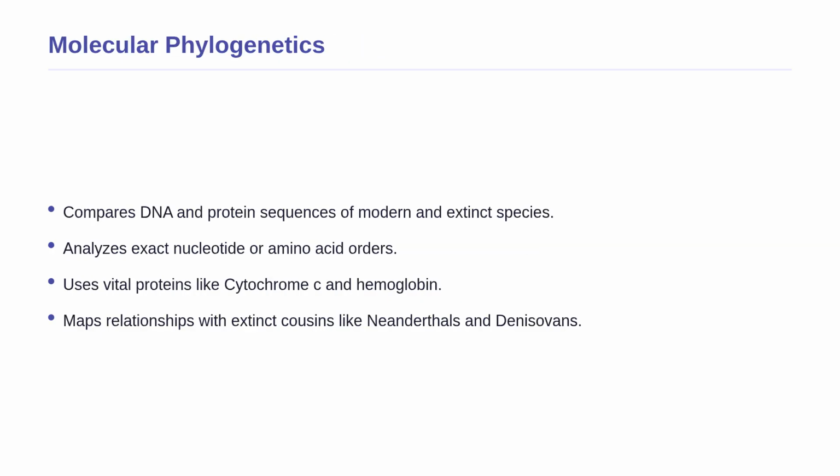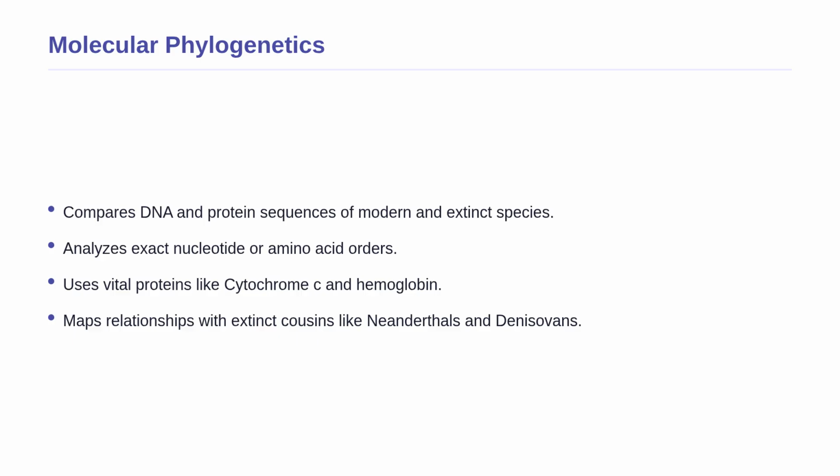Now that we understand the manual analogy, let us look at the scientific field that studies this, molecular phylogenetics. Instead of just looking at the physical shapes of fossilized bones, scientists sequence the exact order of nucleotides in our DNA, or the amino acids in vital proteins like cytochrome C and hemoglobin. By comparing these sequences across different species, we can build a highly accurate family tree.